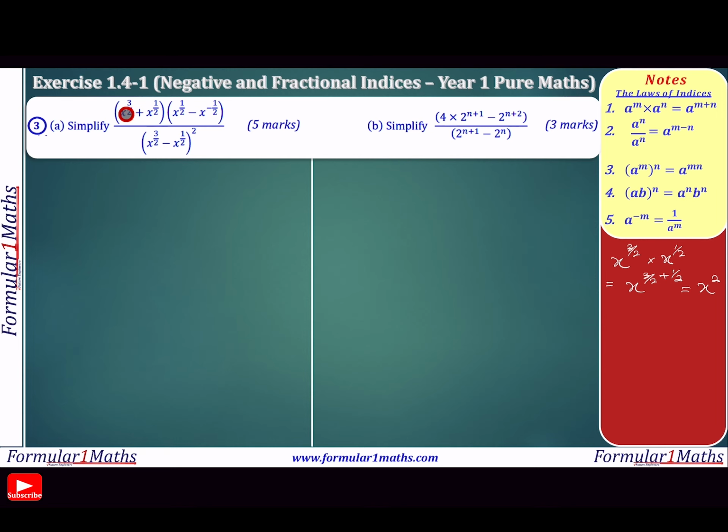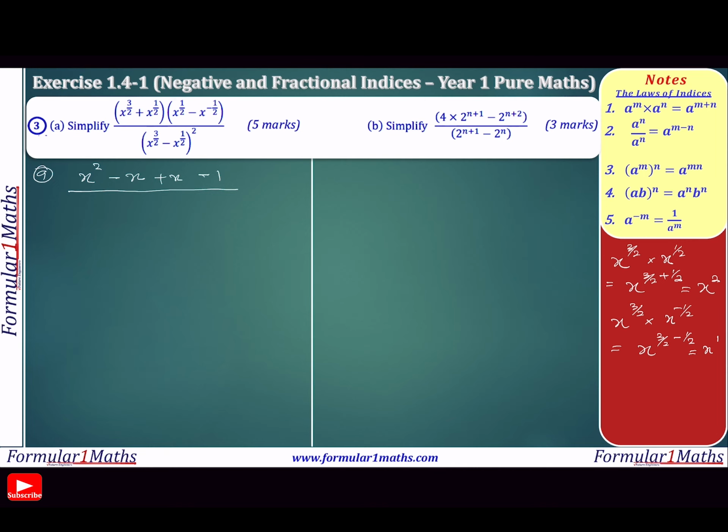In the same way, this one times minus this will be x to the power 3 over 2 times x to the power minus a half. That will give us x to the power 3 over 2 minus a half, which is x to the power 1. So if you do all the expansion according to these rules here, for the numerator, you're going to get x squared minus x plus x minus 1, all that over the denominator.